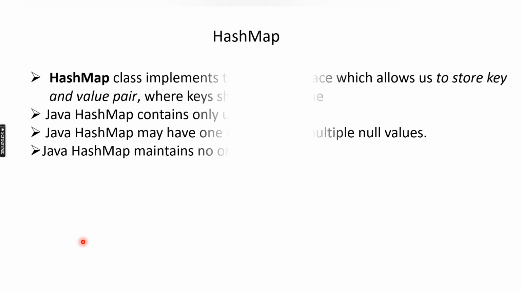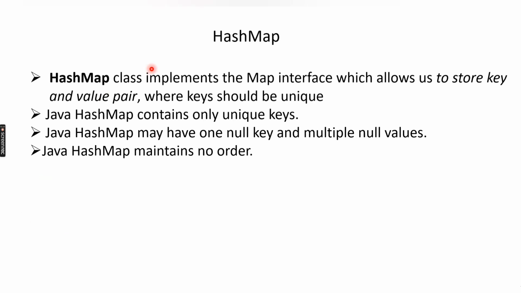So what are the properties of HashMap here? So HashMap is a class that implements the map interface, which allows us to store key and value pair where keys should be unique. So keys cannot be duplicate. HashMap contains only unique keys. Java HashMap may have one null key and multiple null values. So HashMap is able to store the null values that we will see in the demo. And HashMap maintains no order. So it means it will not maintain the insertion order. It will not print the elements in the same order in which we have inserted them.